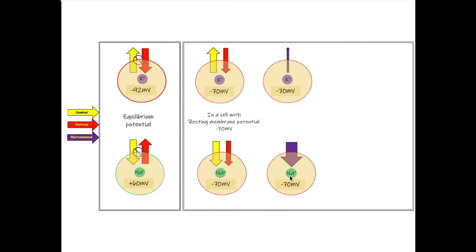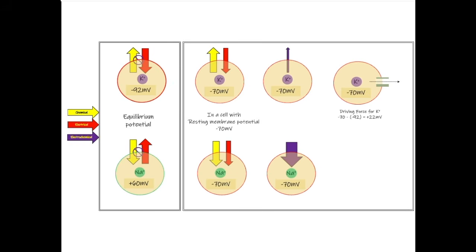Understanding these two forces will help us understand which direction sodium and potassium will move if there are channels that open in the membrane that allow for their movement. In this case, if we had a potassium channel that was open, then based on the electrochemical gradient acting on potassium at negative 70 millivolts, potassium would be moving out of the cell.